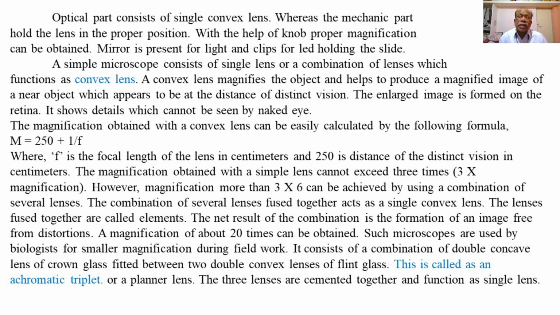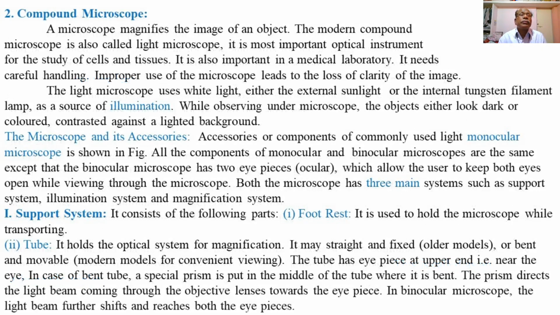The three lenses are cemented together and function as a single lens. So this combination of two convex lenses and one concave lens in between forms an achromatic triplet or a planar lens, and these three lenses, that is two side convex lenses and one concave lens in between, are cemented together and function as a single lens.